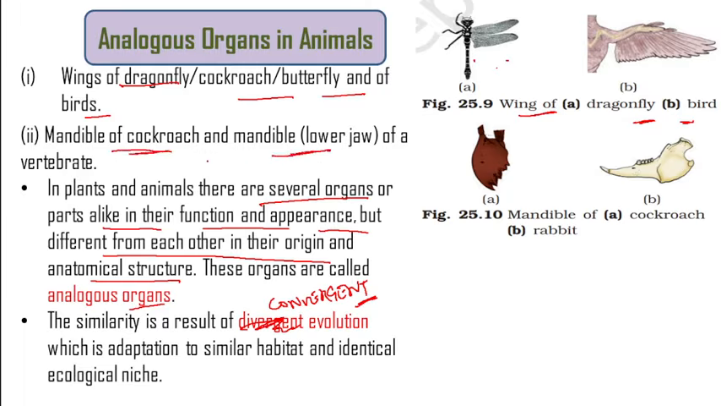Mandible of cockroach and mandible of vertebrate are again analogous. Both of them help in chewing, but their structure is different.